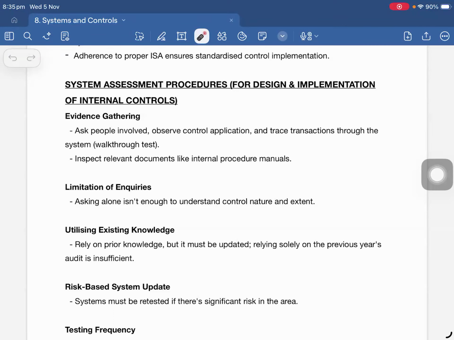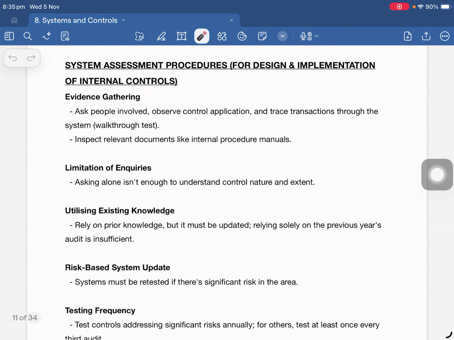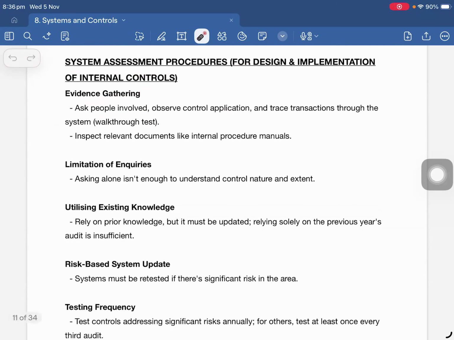Okay. So the next topic is system assessment procedures for design and implementation of internal controls. First, under that, the first thing that we need to know is evidence gathering. So how do we gather evidence? We're going to talk to people who are involved, okay? And we're going to observe how these controls are applied, okay? And we're going to do a walkthrough test. Walkthrough means we're going to take a transaction and we're going to observe it from the beginning till its end.